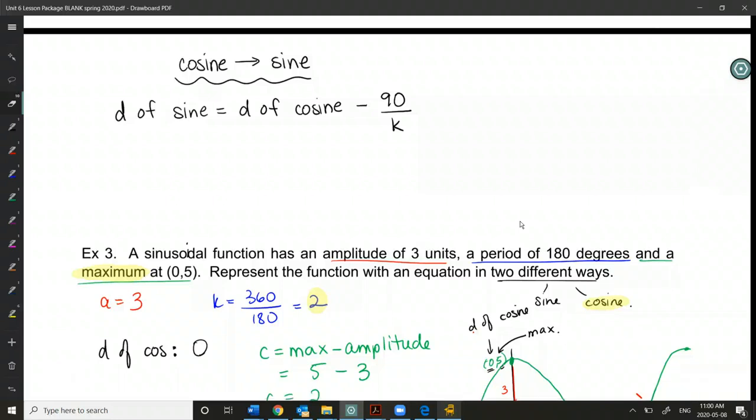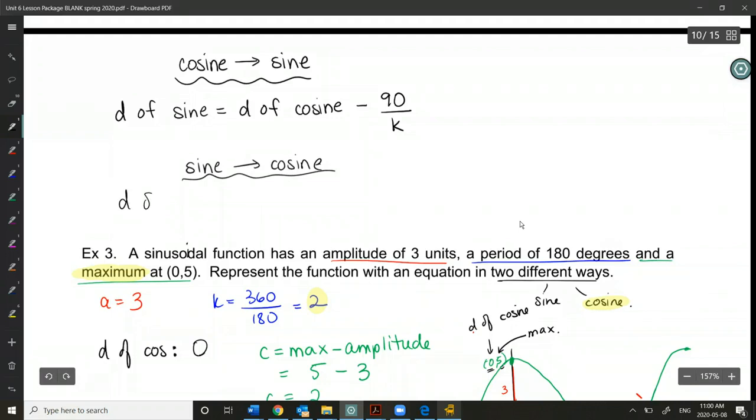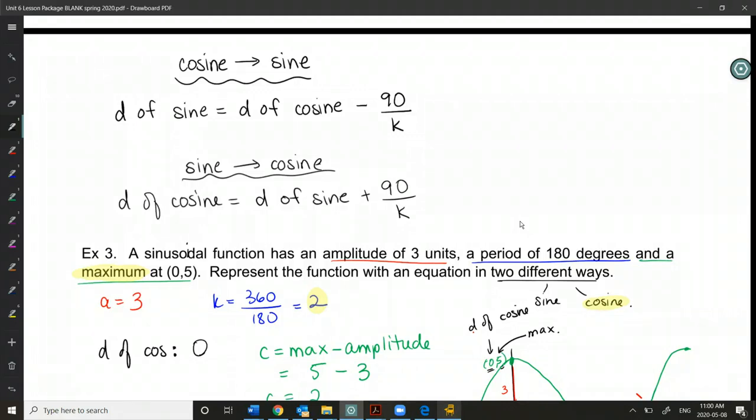Okay, so if you get a positive answer out from this, that's going to be telling you that you have a right shift. And if you get a negative answer out from this, you're going to be getting a left shift. Okay, so that's basically how we'll do that. And alternatively, if you're going from a sine equation to a cosine equation, you will find the d of cosine by doing something very similar. You're going to take the existing d of sine shift, and you're going to add 90 over k, and that's because the d of cosine is further to the right than the rising midline.